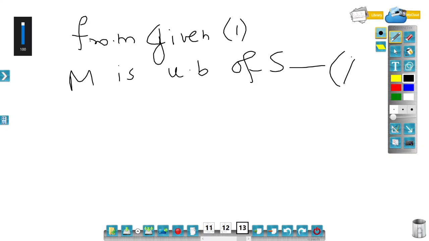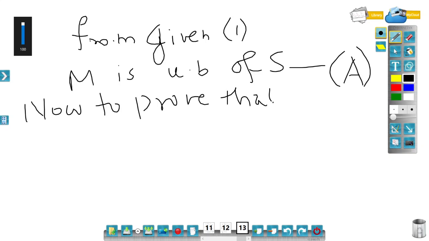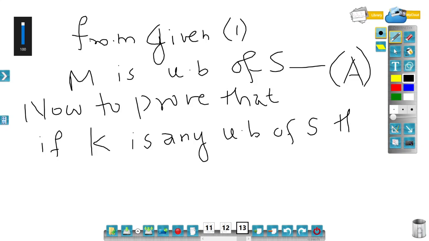Let me call this statement A. Now I need to have a statement B. The statement B which I am interested in proving is as follows: if K is any upper bound of S, then I should prove that M is less than or equal to K. So if K is any upper bound of S, then K must be larger than M. This is what I wanted to prove.